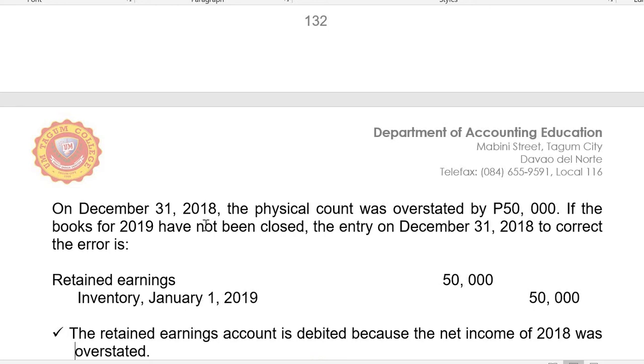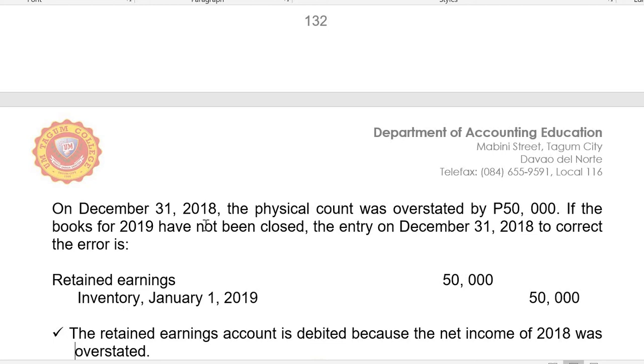Yung cost of goods sold mo is understated. Okay? Pag cost of goods sold mo is understated, your net income is overstated. Okay? Again, if ang ending inventory mo is overstated, understated yung cost of goods sold. No? Pag understated yung cost of goods sold, of course, overstated yung net income mo. That's why, kung overstated yung net income mo, therefore, overstated yung retained earnings.